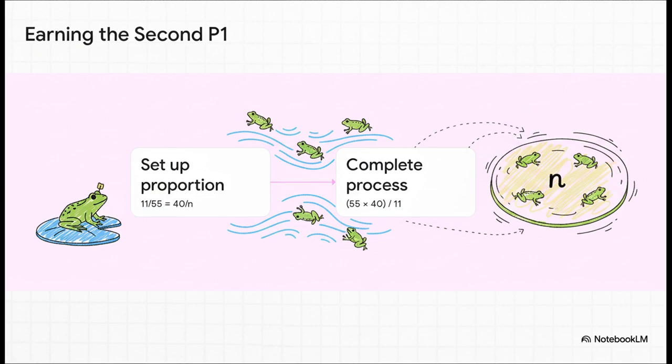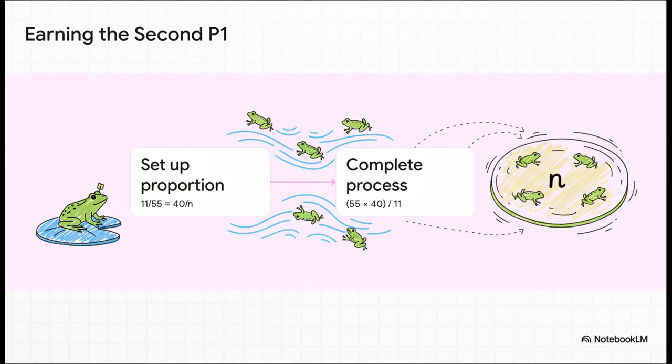All right, once you've got your starting point, you use it to get the second process mark. This one's for setting up the full calculation. Basically, the logic is that the fraction of tagged frogs in your second sample should be about the same as the fraction of tagged frogs in the whole lake. That gives you the proportion. 11 out of 55 is equal to 40 out of, well, let's call the total n. To find n, you just rearrange it, which leads you to the full process.